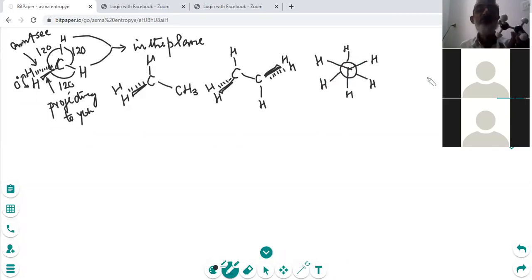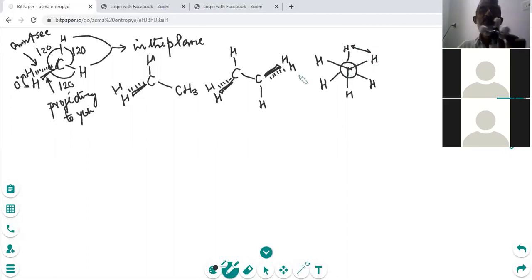Okay, now you observe this. Is this the figure you are seeing from the front? Now look at that figure. It's the same thing which I have drawn. And you can see here these hydrogens are maximum distance away from each other.